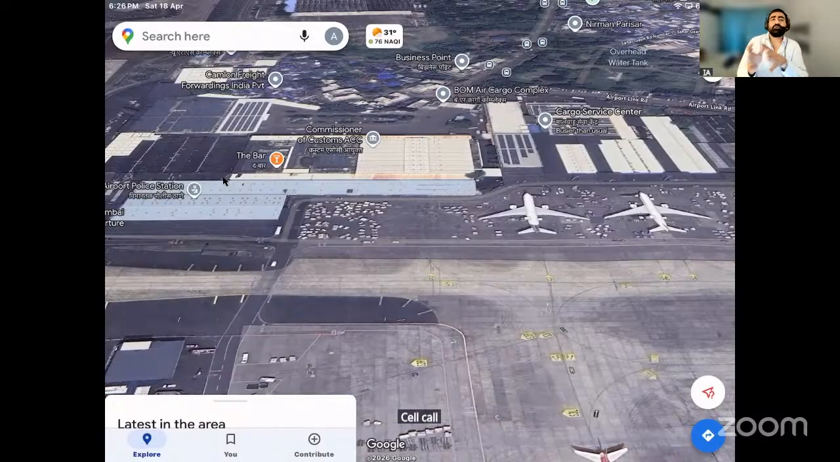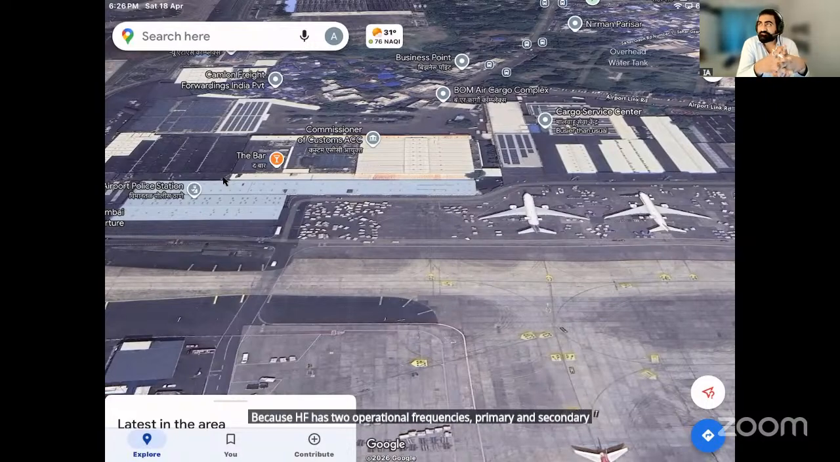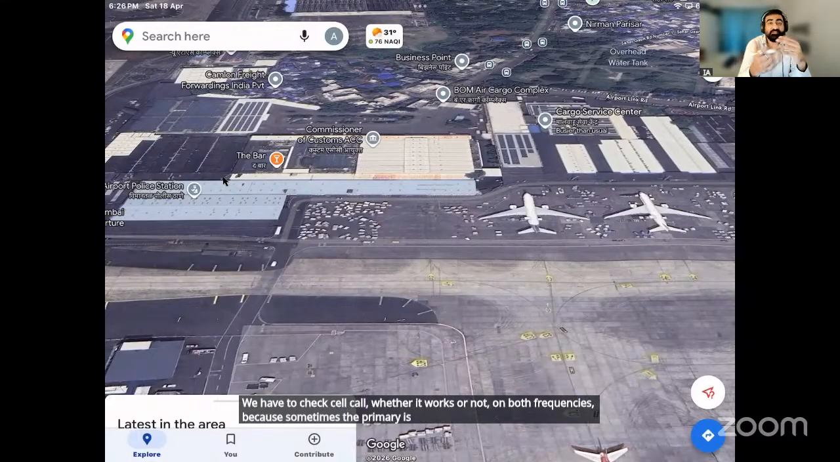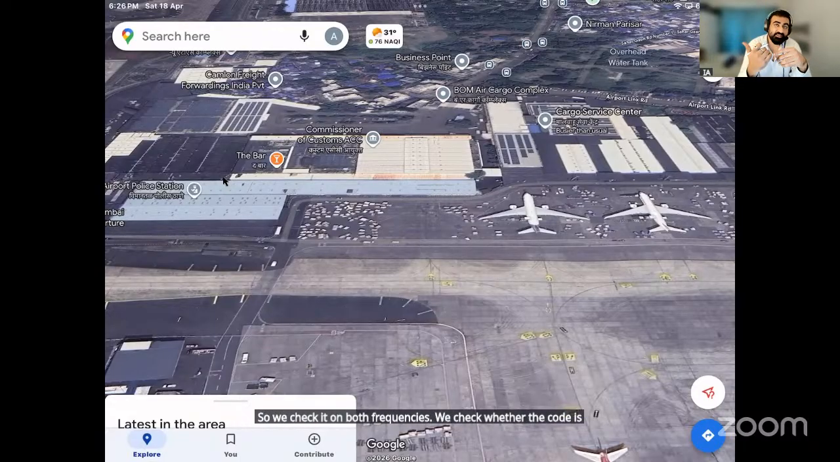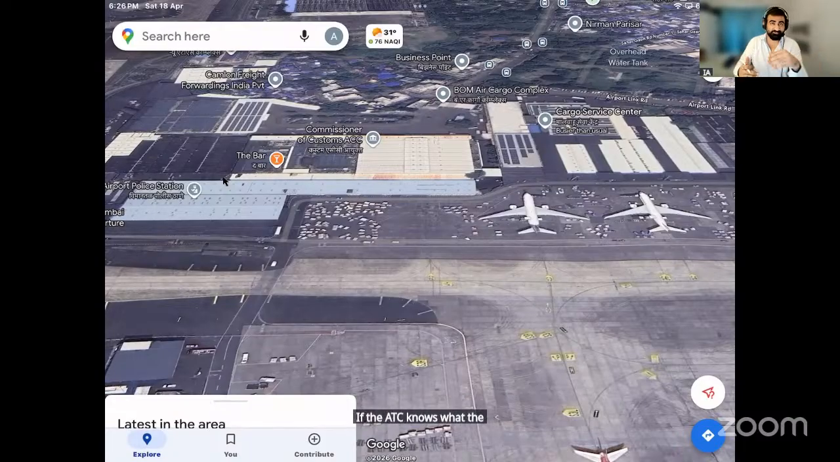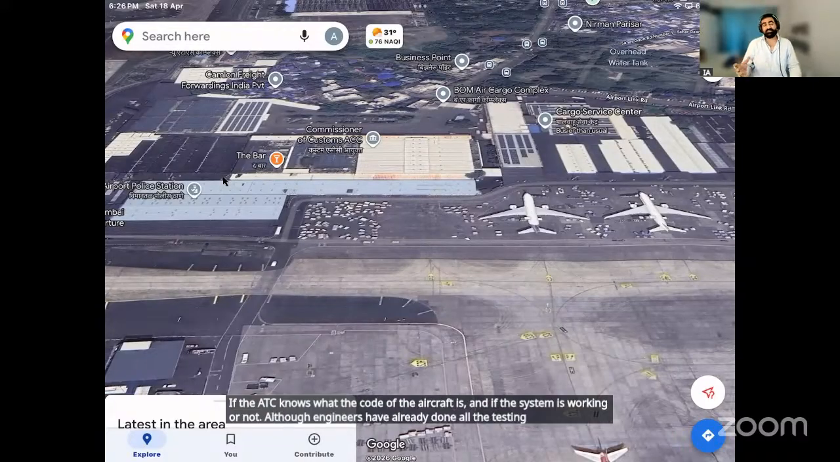Selcal is operated on two frequencies because HF has two operational frequencies, primary and secondary. We have to check Selcal whether it works or not on both frequencies because sometimes if primary is not working, then we will use secondary. So we check it on both frequencies. We check whether the code is matching with the aircraft, if the ATC knows what the code of the aircraft is, and if the system is working or not. Although engineers have already done all the testing, there are certain checks which are a part of the pilot's pre-flight check requirement. So if Selcal is a part of it, maybe on demand.